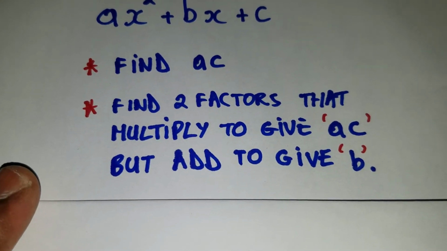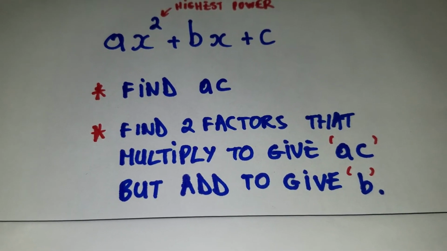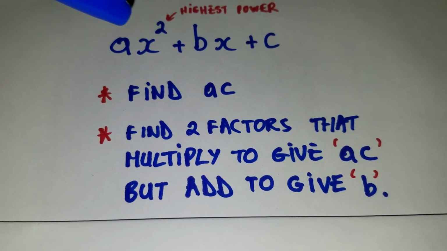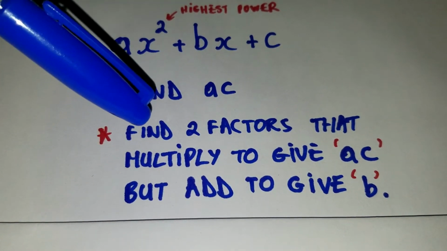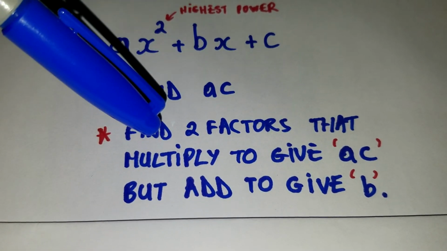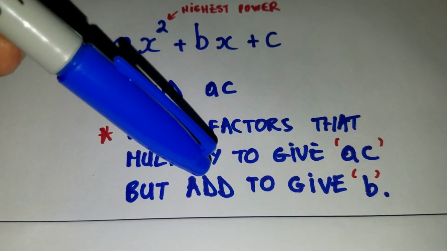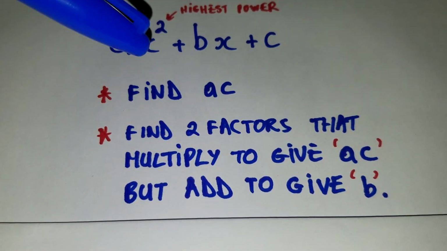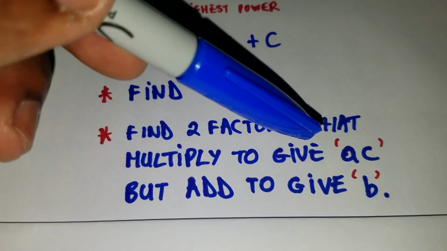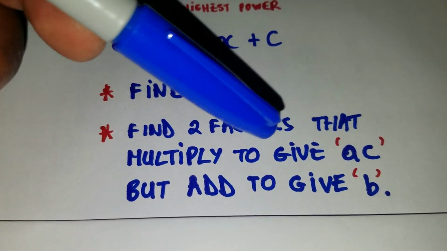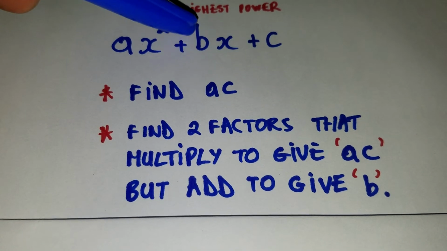Let's move this down a bit. As we can see here, the first thing we need to do is find a times c. Whatever value a times c gives us, we're going to then find two factors that multiply to give us a times c. However, those same two factors must add to give us b. So when we find a times c, we need to also find two factors that will give us back a times c, but those same two factors will add together to give us the value for b.